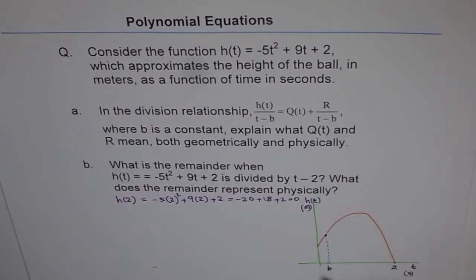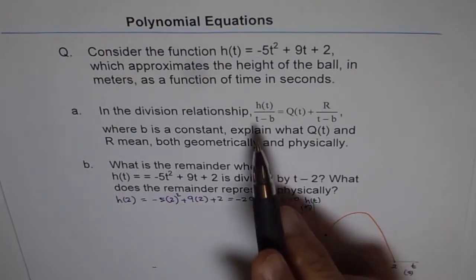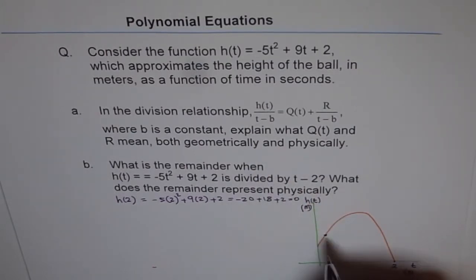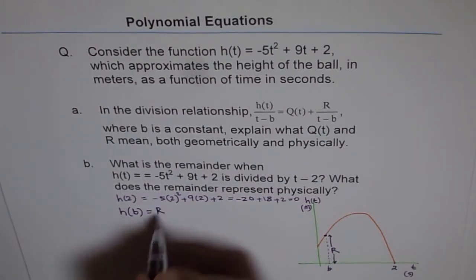What b represents is this: this point is b and h of b, right? So at b, when you divide this by this, that should be the remainder. So that physically gives us the remainder r from here to here. Whenever you divide h of t by t minus b, that means h of b is equal to the remainder r.